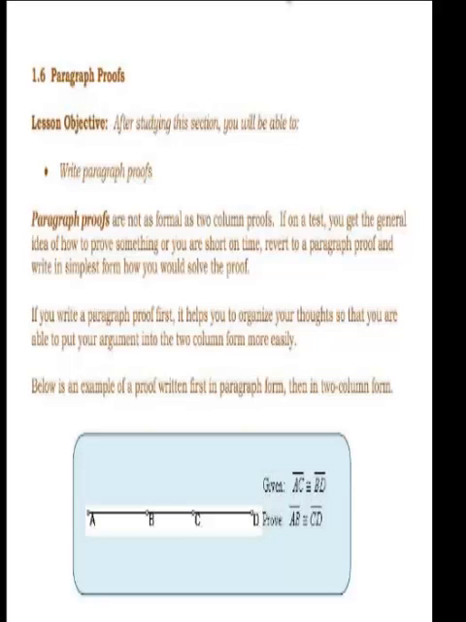So I have this diagram that's given to me here, and they tell me that segment AC is congruent to segment BD. So segment AC, that's this segment here, is congruent to segment BD, which is this segment here. Now they want me to prove that AB is congruent to CD. They want me to prove those two areas where I put question marks are congruent.